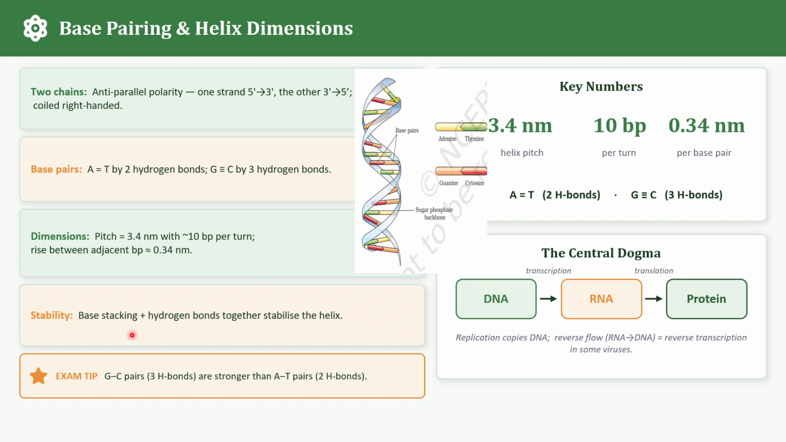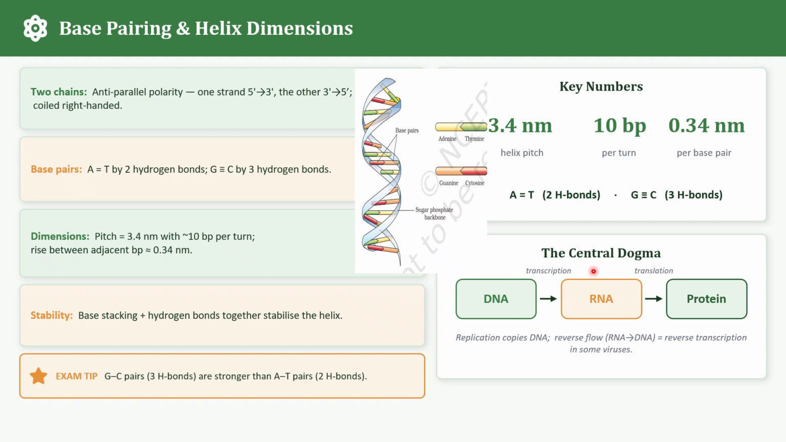And also it has base stacking. Now just observe how the base pairs are arranged one above another. Can you see how these base pairs are arranged one above another, right? So the flat base pairs stack like a pile of coins. This arrangement is called base stacking, and it provides additional stability to the DNA molecule. DNA is stabilized by both hydrogen bonding as well as base stacking.